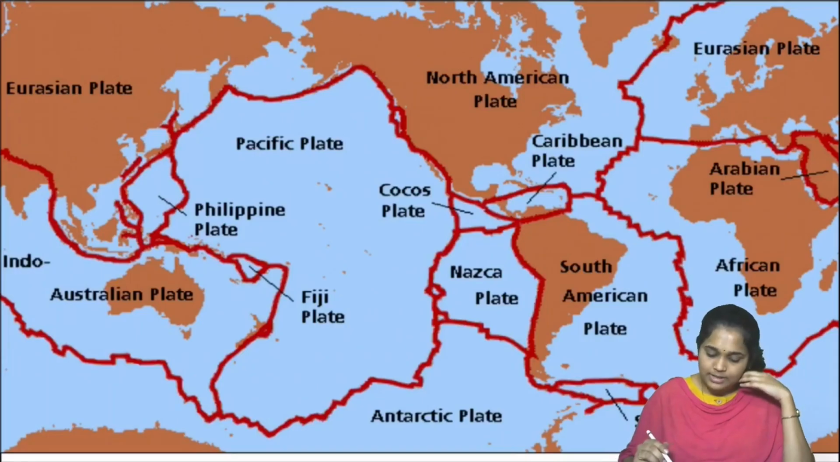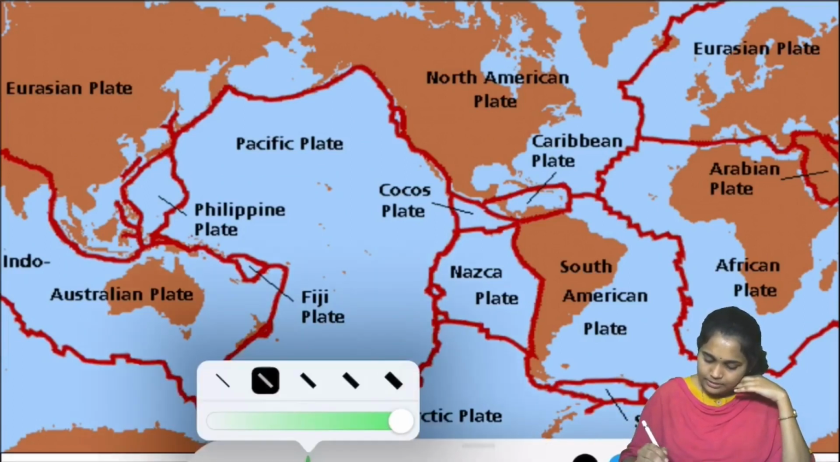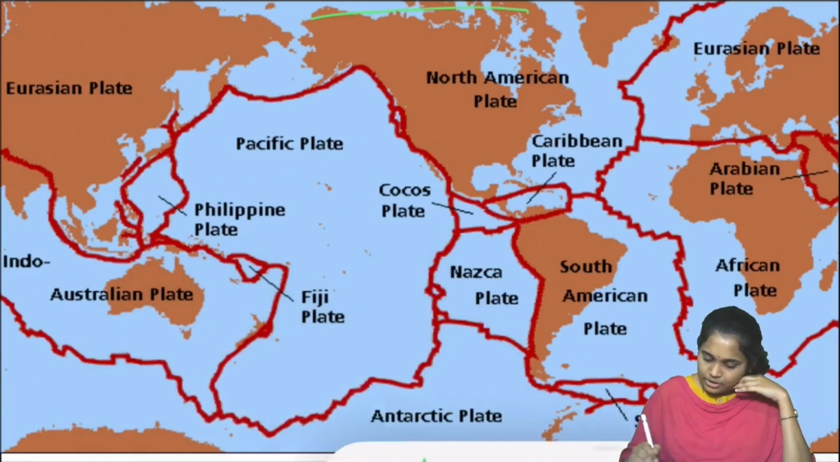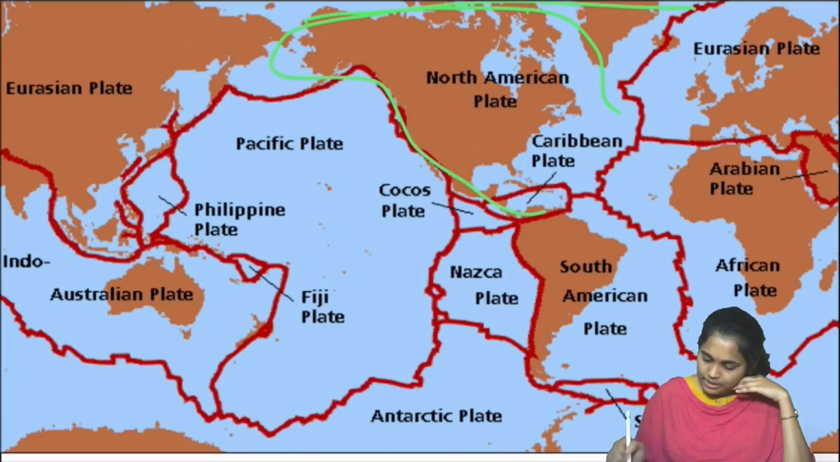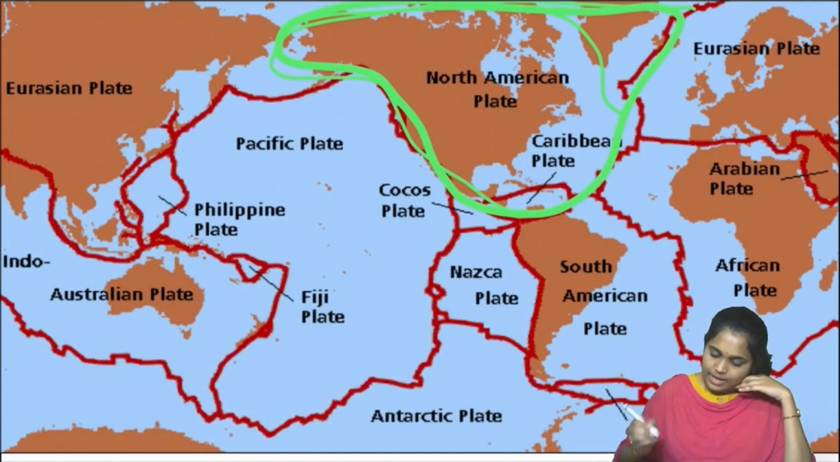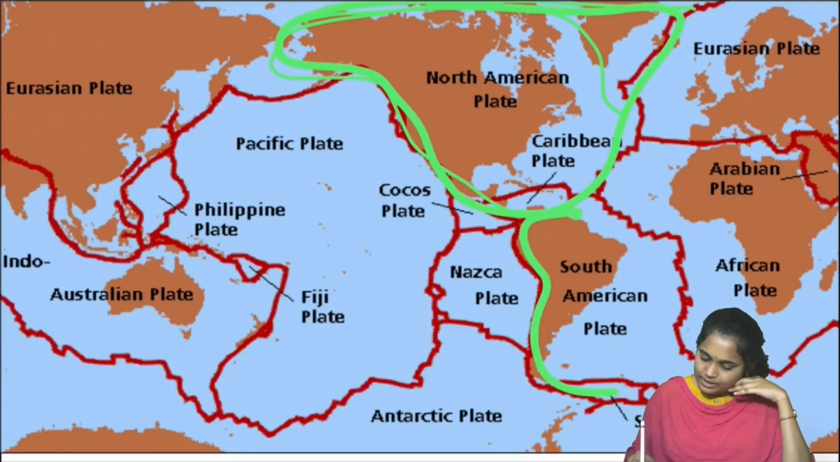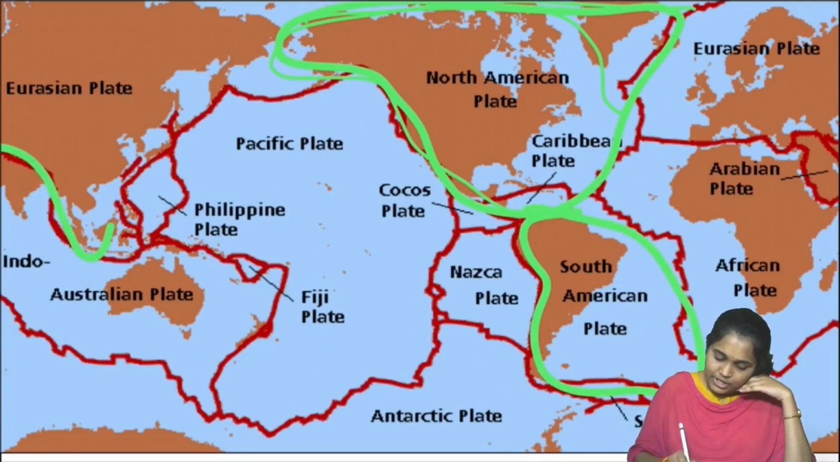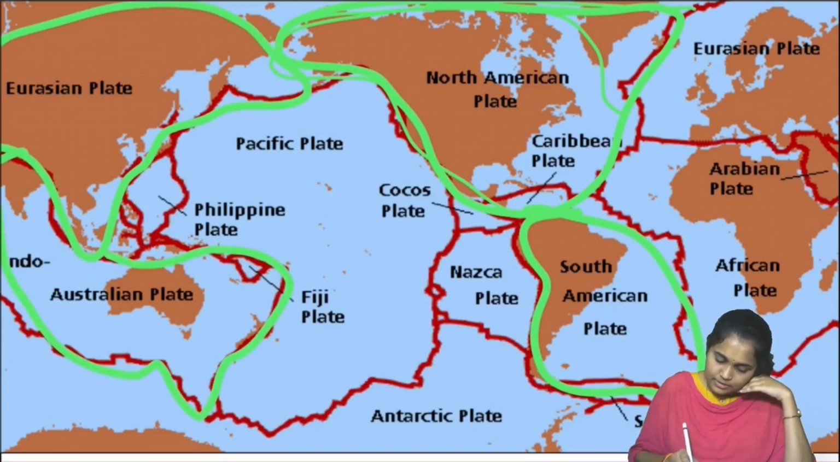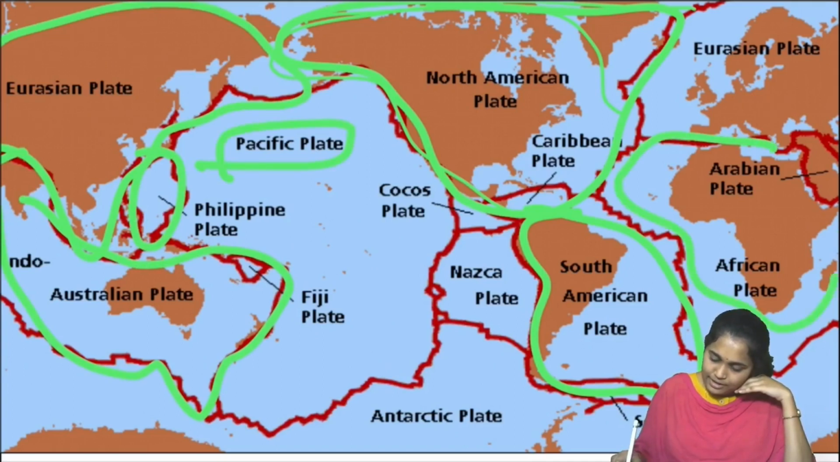If you observe this diagram, this is your North America. The whole thing comes under the North American plate, and this is the South American plate. If you see the Eurasian plate here, the Indo-Australian plate, Philippine plate, Pacific plate, Arabian plate and African plate.